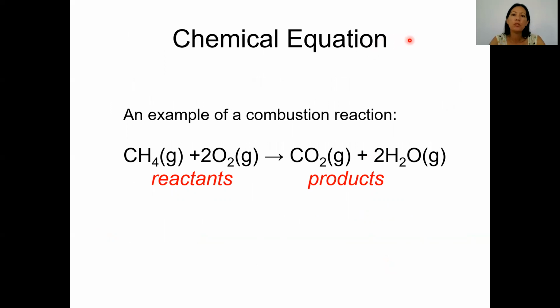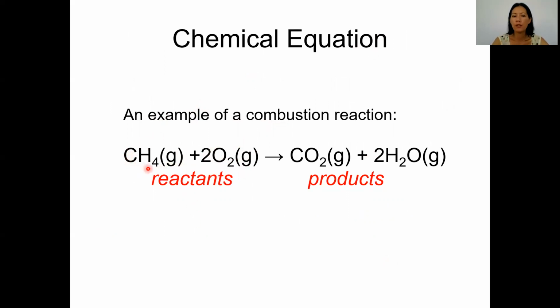I now want to introduce you to chemical equations. This is an example of a combustion reaction, methane gas reacting with oxygen. This is a classic combustion. You're reacting or burning something in the presence of oxygen. That's why when there's a fire, a lot of times one of the things to do is to smother the fire to cut off the oxygen supply.